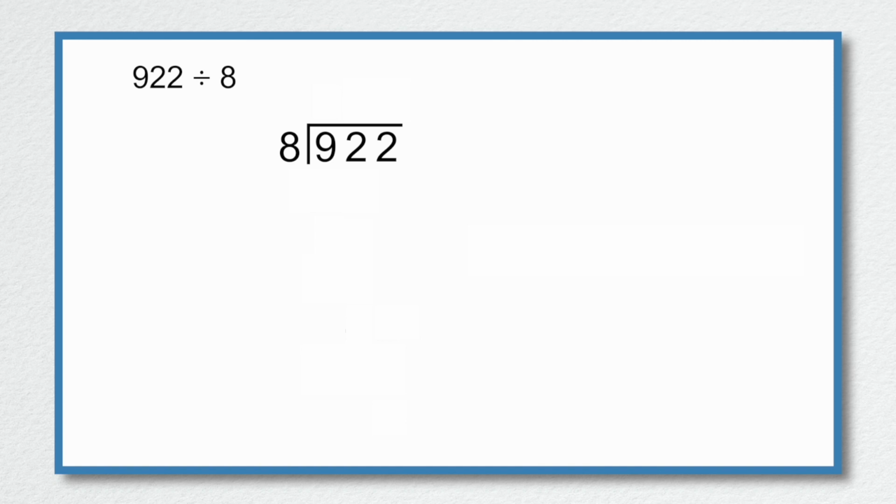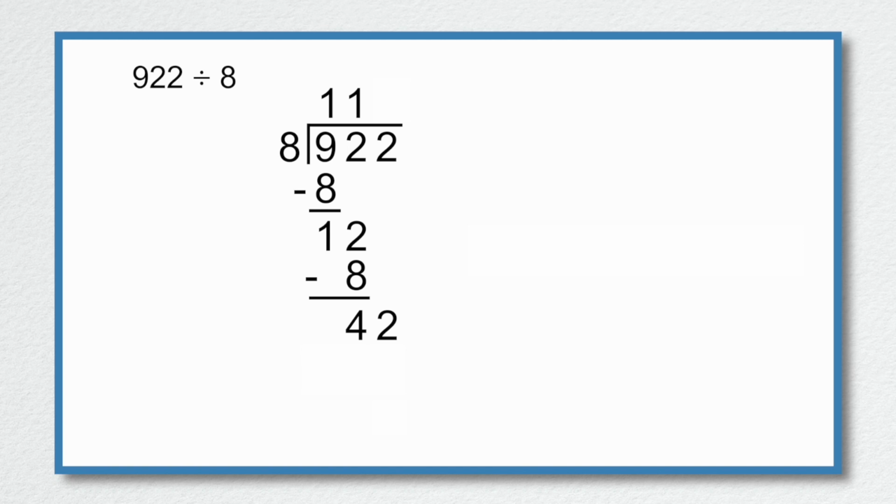9 divided by 8. Well, 8 into 9 is 1, because 1 eight is 8. There's a remainder of 1. I bring the 2 down. I now do 12 divided by 8. 8 into 12 is 1, because 1 eight is 8. And we have a remainder of 4. I bring the 2 down.